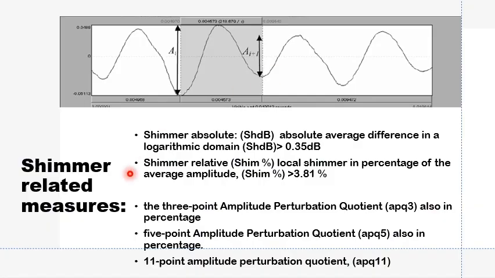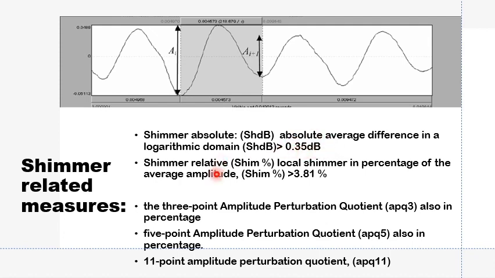The shimmer can be measured and quantified in several ways. The easiest is shimmer absolute or local shimmer, in which the differences between consecutive cycles in a certain time frame are all added up and then averaged by dividing by the number of the cycles minus 1, and this will provide the shimmer absolute in decibels. The threshold for detecting dysphonia is any average above 0.35 decibels, a very tiny amount.